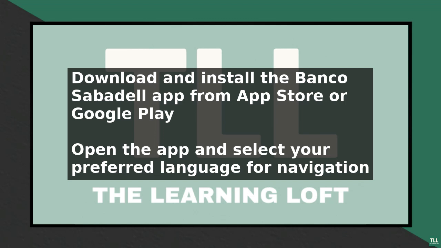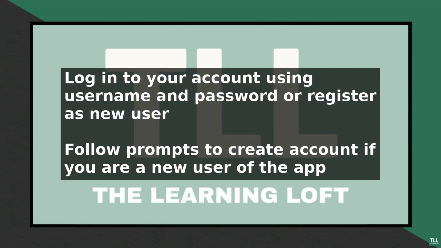If you are a new user, you can register by clicking on the Register option and following the prompts to create your account. After logging in, navigate to the Personal Loan section of the app, where you can find information about the different loan options available, such as the loan amount, interest rate, and repayment terms.